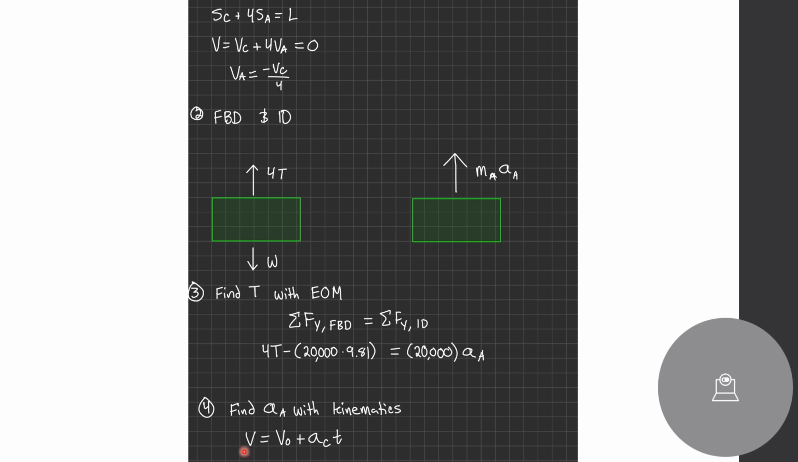To start off, we use our datum lines to create an equation that's equal to SC plus 4SA is equal to the total length of all of the cable. And we can equate that to velocity, which would be velocity of C plus 4 velocity A, and that would be equal to 0. To reduce that, we have our velocity at A is equal to negative velocity C over 4.